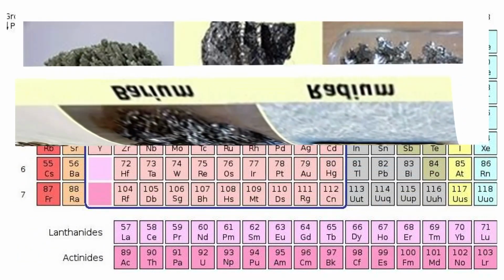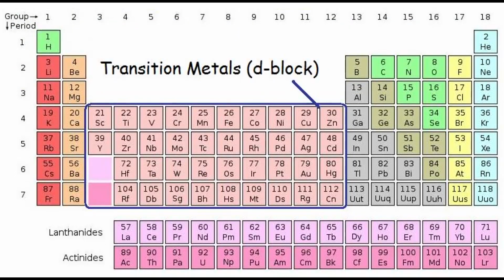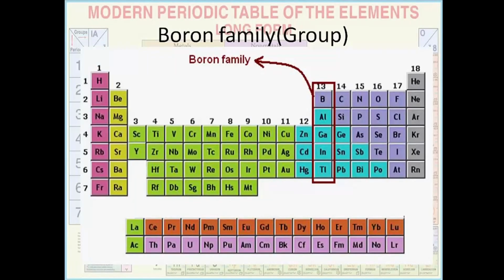What's the next group? The next group is called transition metals. It's from 3 to 12. Groups 3 to 12 are called transition metal groups. Here the lanthanides and actinides form part of group 3. We know that the lanthanides and actinides are called inner transition elements. Yes. The 13th group is called the boron family, because the first member of the group is boron, B. So it is called the boron family.